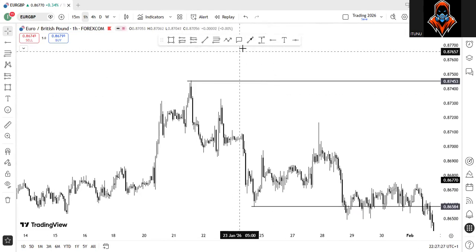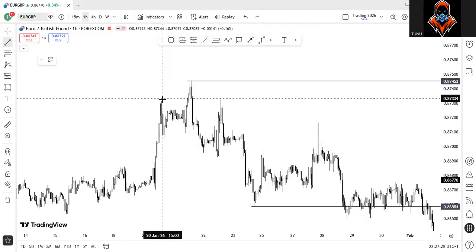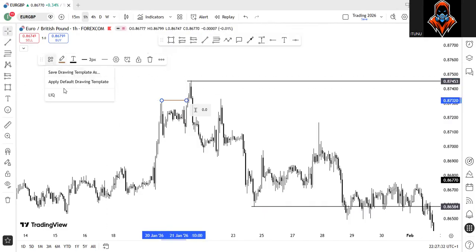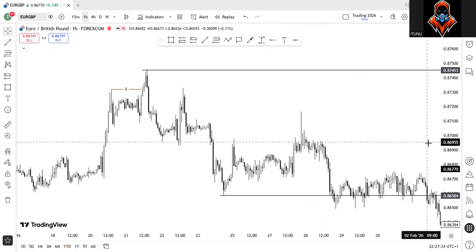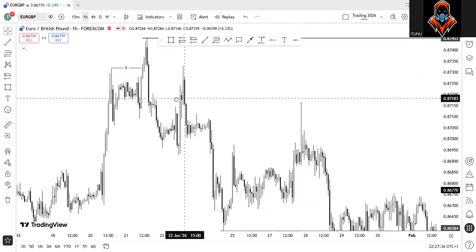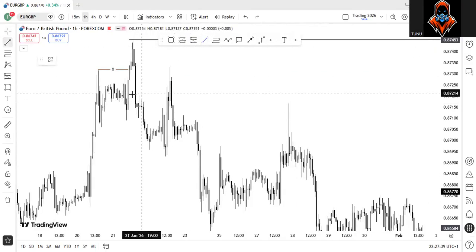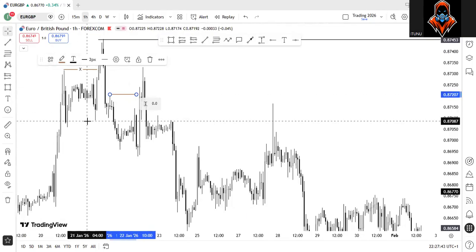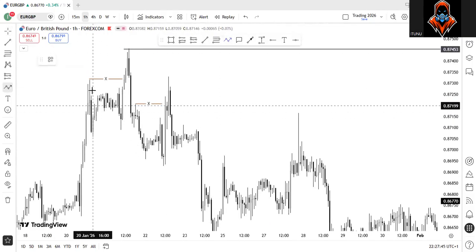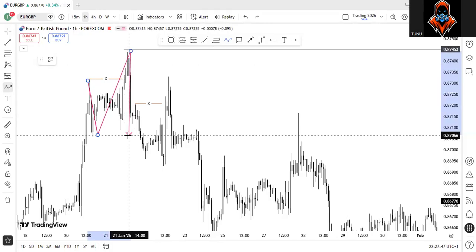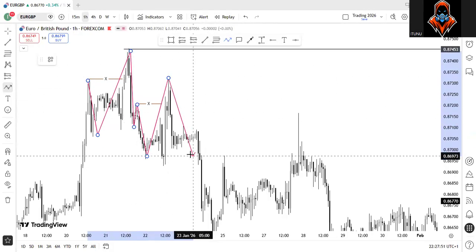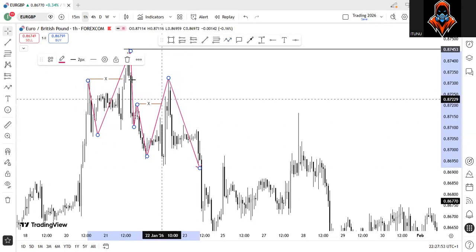So the setup I'm saying is, first of all, there's a sweep here, a sweep right here. You see this, another sweep. What did the market do? The market retraced and came down here.